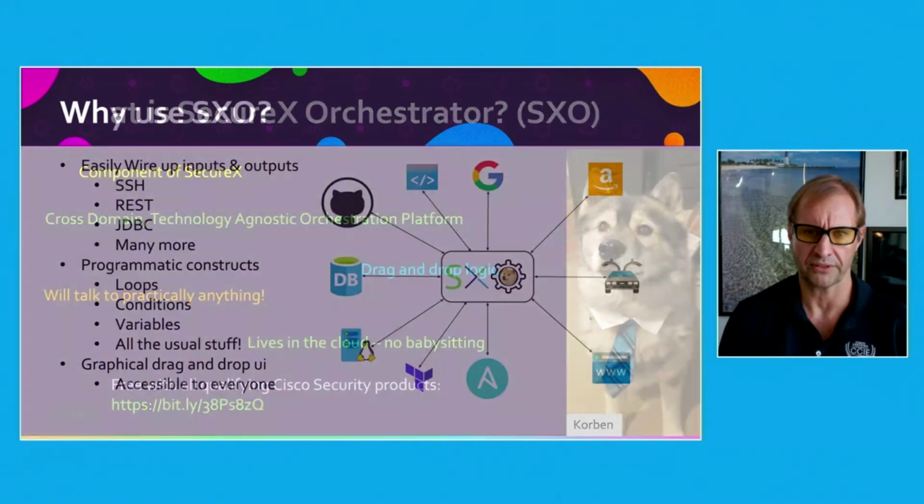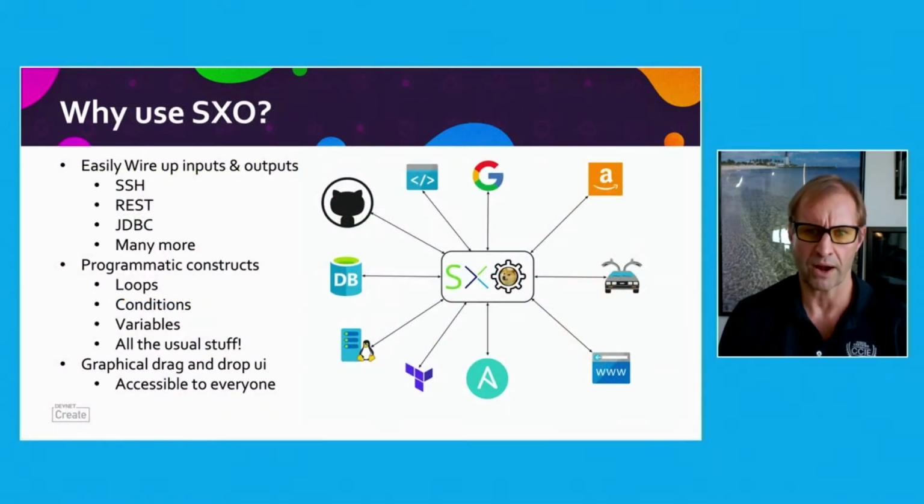So why would you want to use SXO? Well, first, it's really easy to wire up inputs and outputs using a variety of protocols. So it can talk to just about anything you can think of. And it has a lot of built-in modules. And you can also make your own if it doesn't have one that already does what you need. It also comes with a standard set of programmatic constructs that you would see in any typical programming language, such as loops, conditions, variables, and things like that. And finally, because it uses a graphical drag and drop user interface, you don't need to learn a programming language in order to start using it. You can just log in, grab your mouse, and start making things.